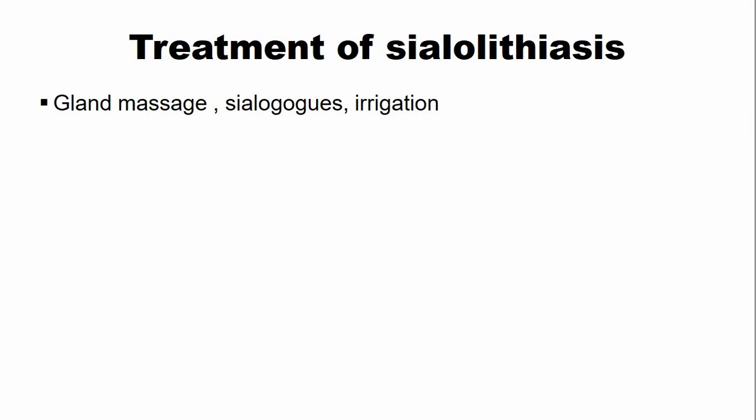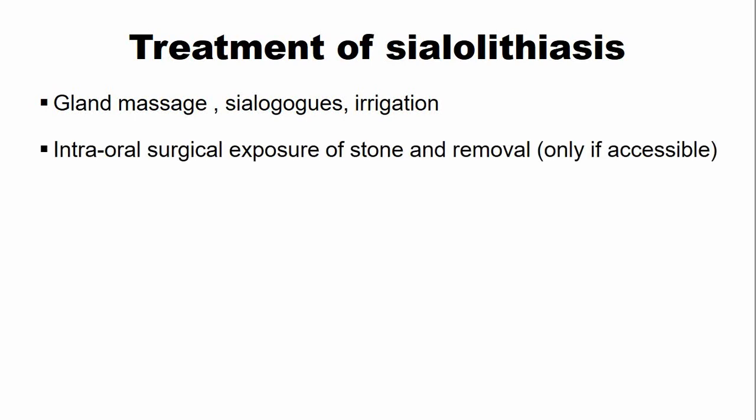Now, what are the treatment options available for salivary gland stones? There is milking of the gland, especially milking of the salivary gland duct, with or without sialagogues. Sialagogues are the drugs that increase the salivary flow rate. After the removal of the stone, irrigation is also performed. Another method is intraoral surgical exposure of the stone followed by its removal. It is only performed if the stone is in the excretory duct, especially near the opening of the excretory duct.